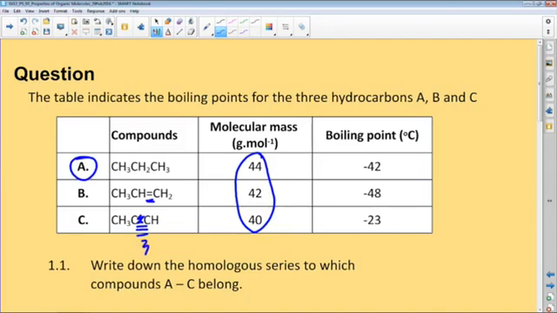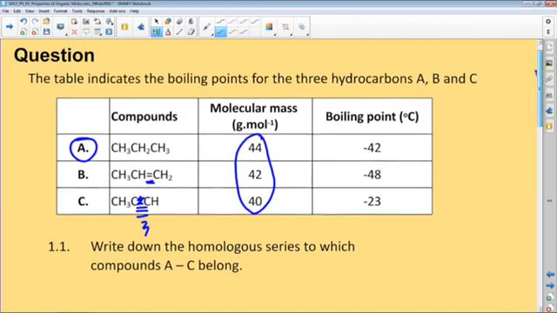That's not that much of a big deal. So what this particular table is telling me is how the boiling point changes not because of chain length, but because of functional group. Okay, so it's got to do with the double and the triple bonds here.